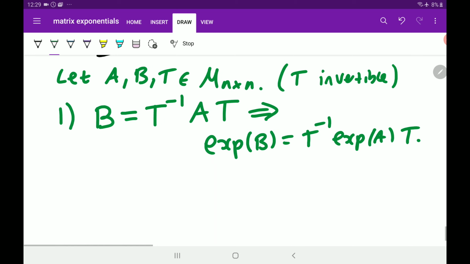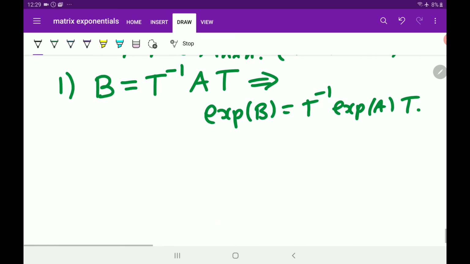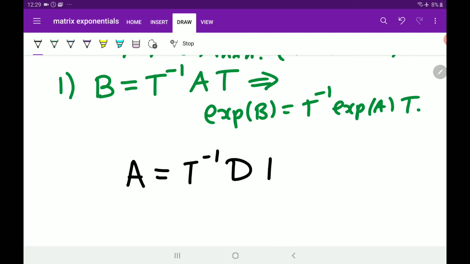Now this is particularly useful if we can write A in the form T inverse D T, where D is a diagonal matrix, because then the exponential can be explicitly written down.